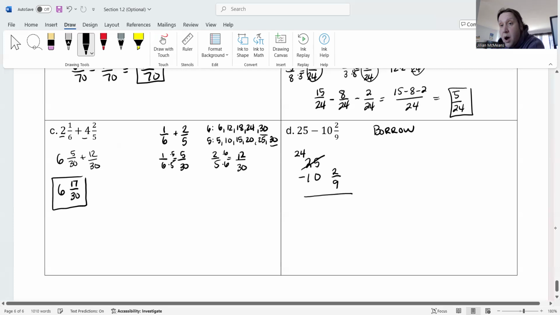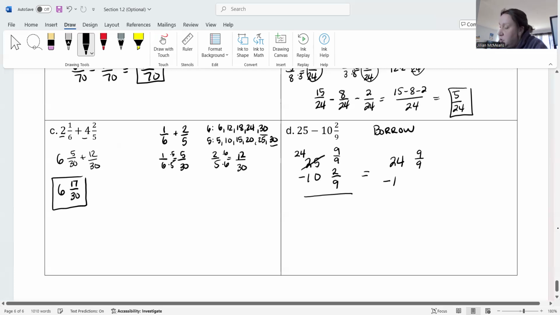The one that I borrowed, I need to write it in fraction form with the denominator in question, so with the LCD. Since we only have one fraction and its denominator is 9, we're going to take that one that we borrowed and we're going to write it as 9/9. 9 divided by 9 is 1. So let's clean this up just so you can see everything. We've got 24 and 9/9, which is really just a weird, wacky way of writing 25.